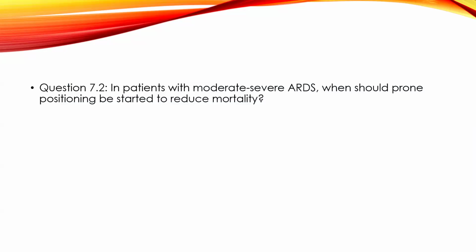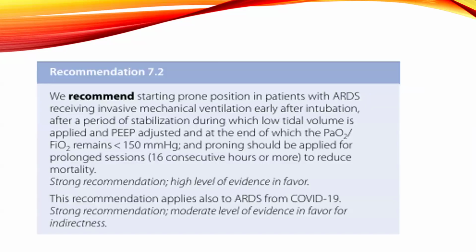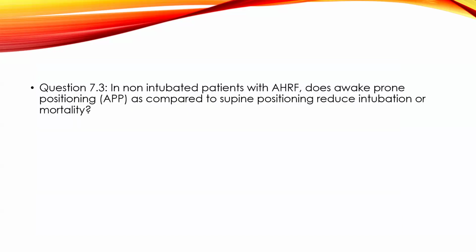In patients with moderate to severe ARDS, when should prone positioning be started to reduce the mortality? The guidelines recommend starting the prone position in patients with ARDS receiving invasive mechanical ventilation early after intubation, after a period of stabilization during which low tidal volume is applied and PEEP adjusted, and at the end of which PF ratio remains less than 150, and proning should be applied for prolonged sessions, that is 16 consecutive hours or more, to reduce the mortality. It has a strong recommendation and high level of evidence. This recommendation also applies to the ARDS from COVID-19. It has a strong recommendation and moderate level of evidence.